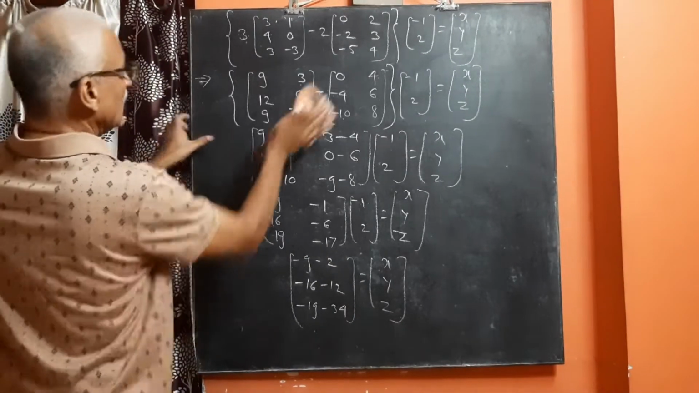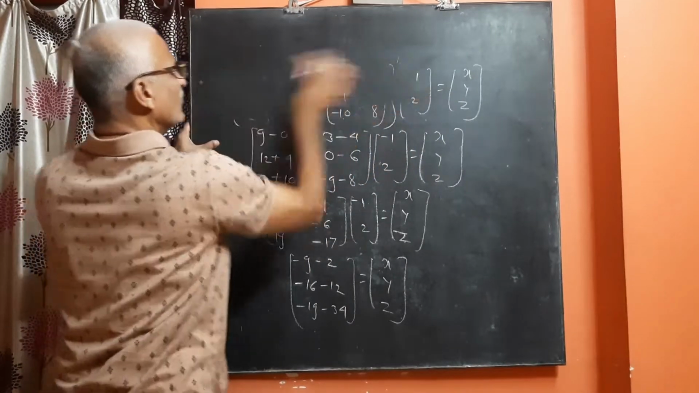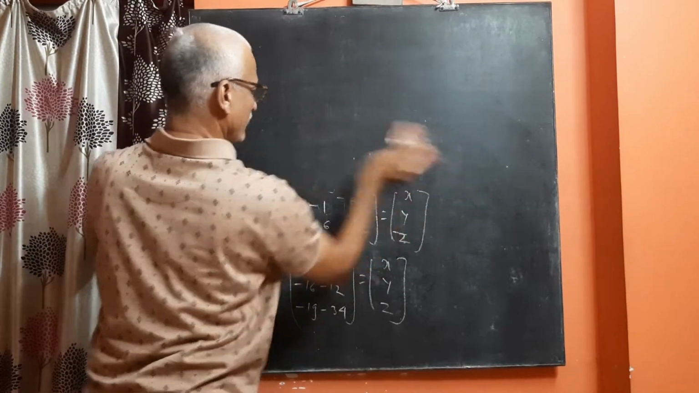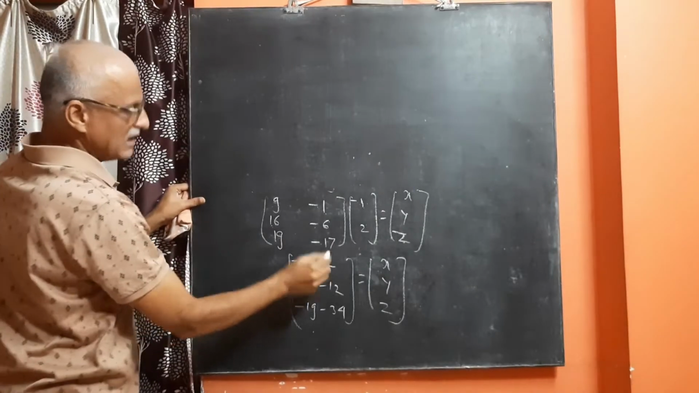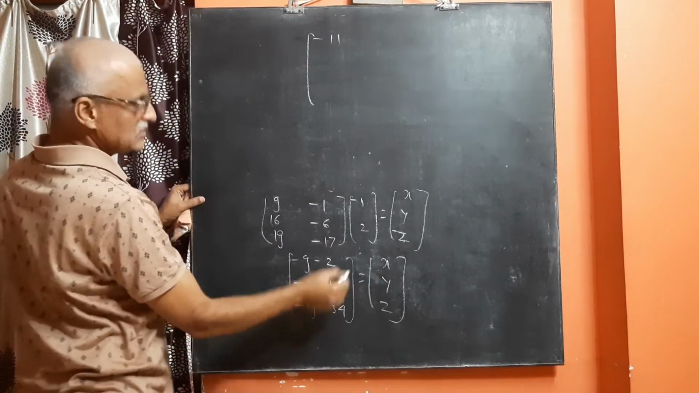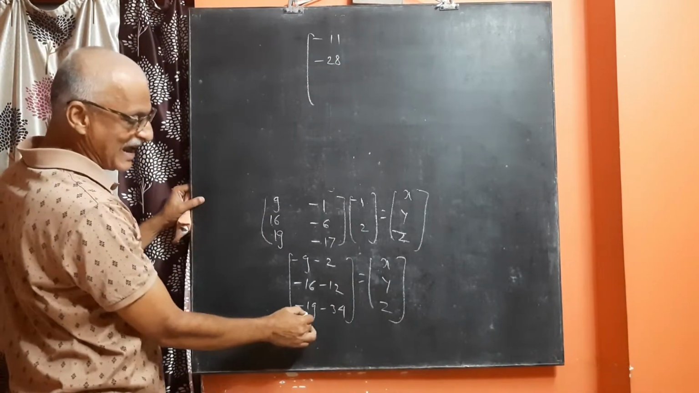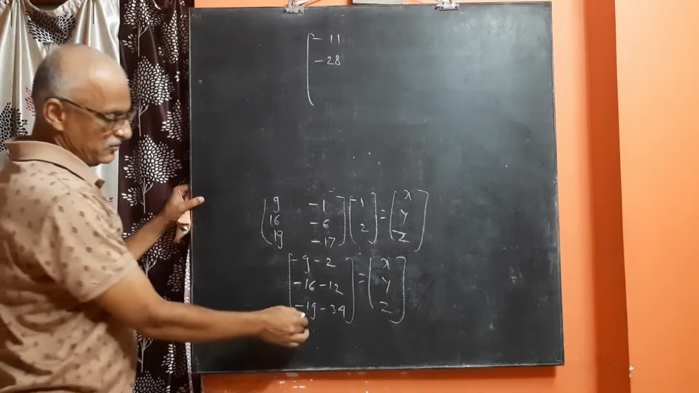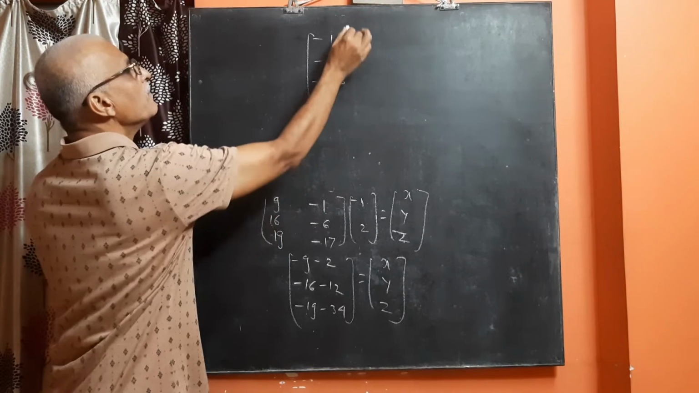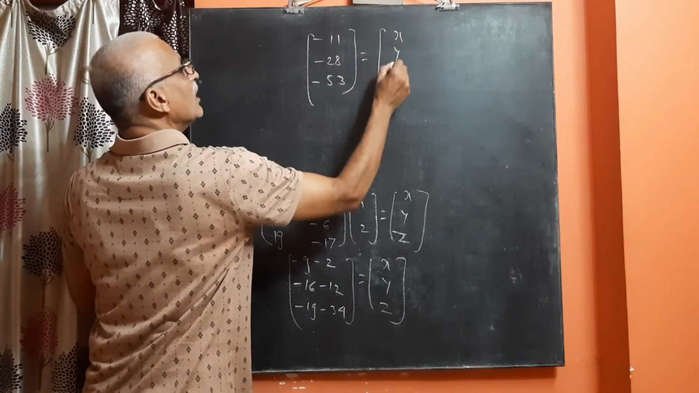So here we will get minus 9 minus 2 minus 11, minus 16 minus 12 minus 28, minus 19 minus 34, 20, 34, 54 minus 1 that is minus 53, equals to x, y and z.